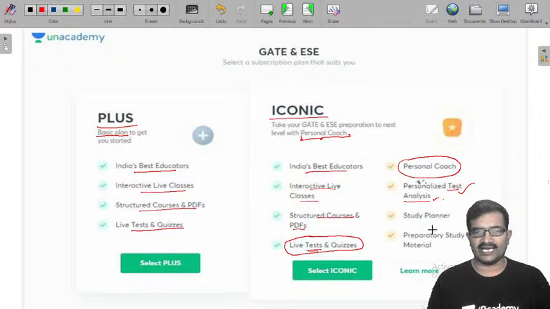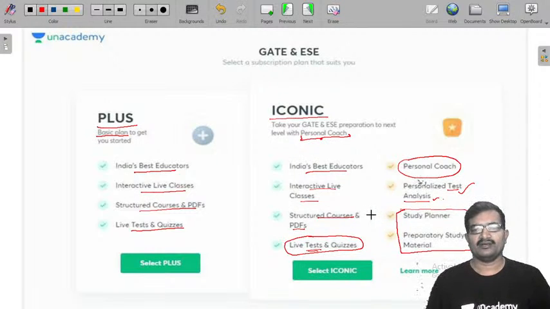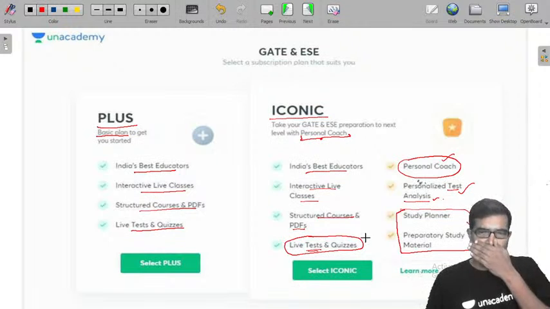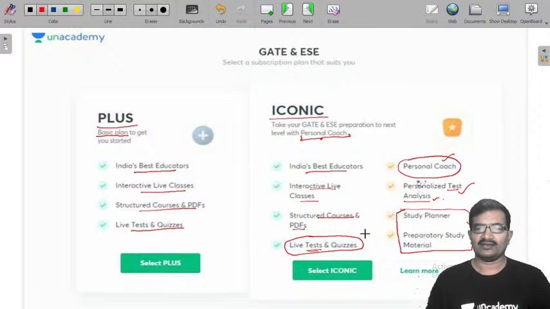From that knowledge, they will prepare a proper study planner for you, and the material they will provide to you. By following these things properly, any student can get success in the examinations. That is the intention of providing the personal coach. Finally, the personal coach gets more information about you, your academics and your study preparation.